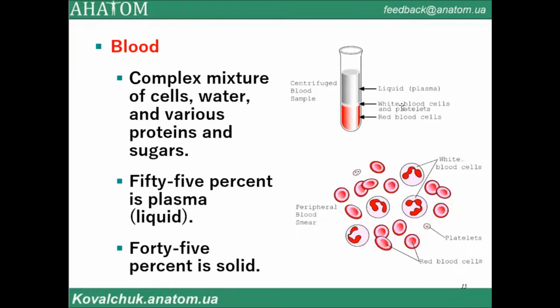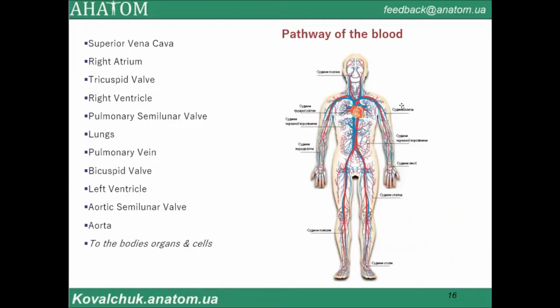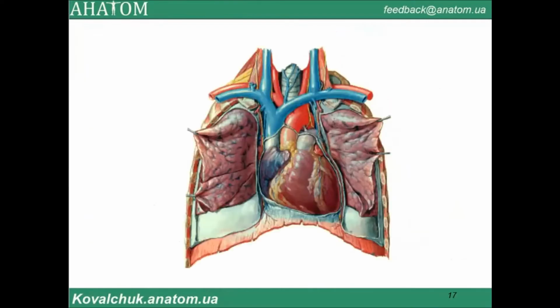Blood is a complex mixture of cells, water, and various proteins and sugar. 55% is plasma, the liquid, and 45% is solid. The pathway of the blood in different vessels, a big part of the vessels in the human body. Here is the location of the heart between two lungs.